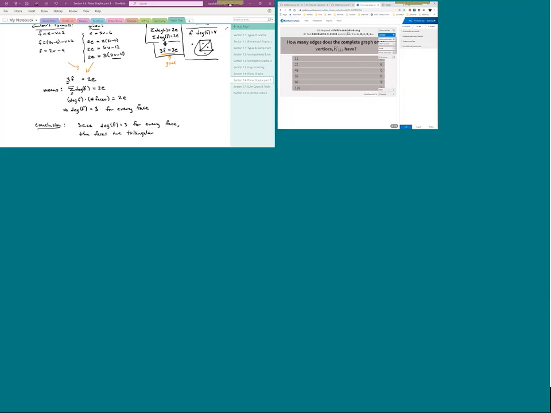So one of the things that we're going to need in the next example is we're going to need to do some comparison with the complete graph on 11 vertices. So the 11 down there, remember, was the number of vertices.